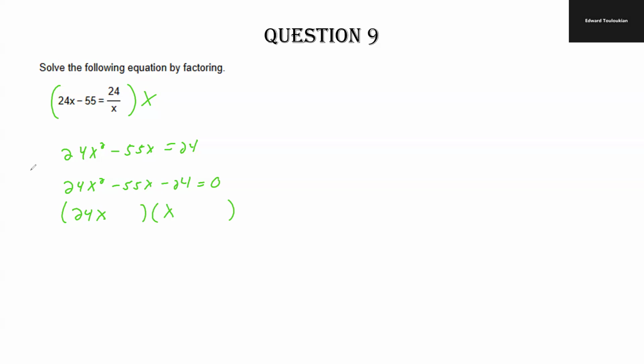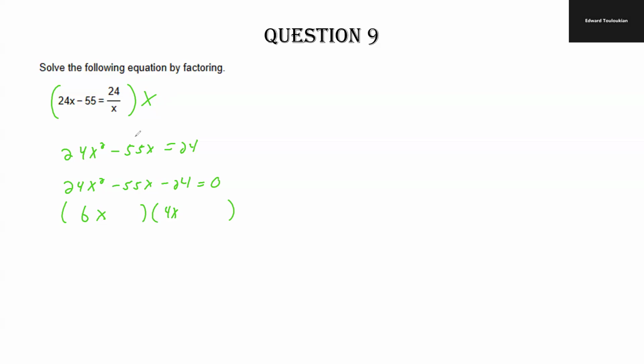All right, so let's do this. We could try, instead of doing 24x, we could try doing like 6x and 4x. And then we need to get 24. All right, so I'm at the point here where I'm just blindly guessing.